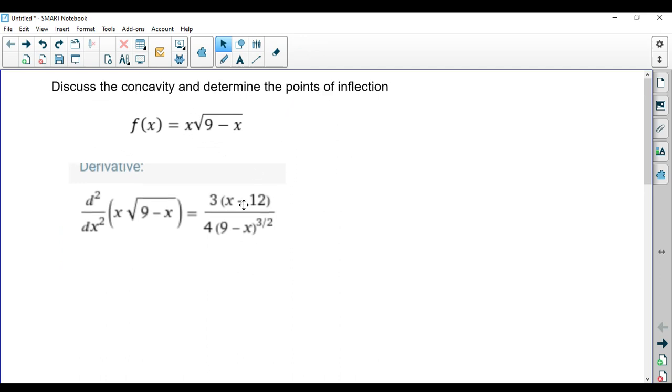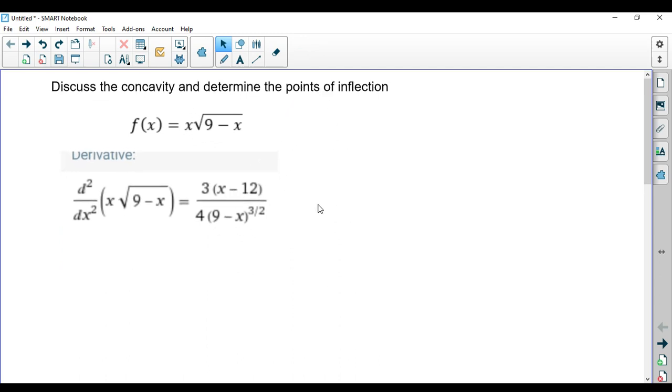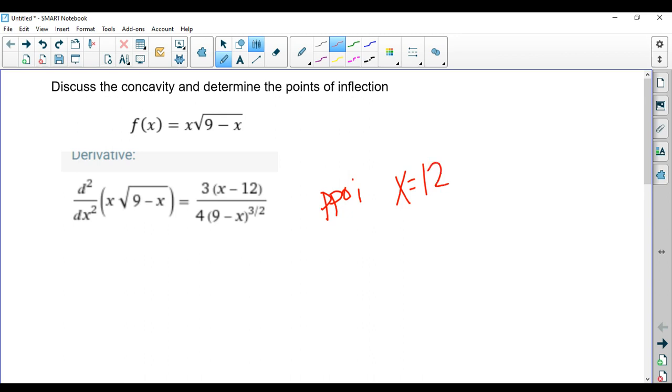So now we have to figure out the possible points of inflection. So possible points of inflection, according to this second derivative, are where the top equals 0 and where it's undefined, where the bottom equals 0. On questions like this, as you already know, you have to make sure that these are defined in the original function, and the original function is the square root, and you can't take the square root of a negative number.